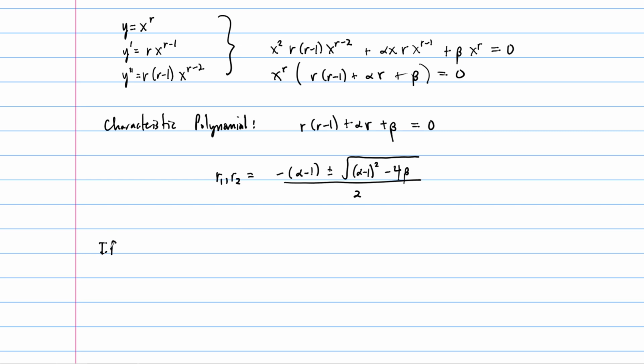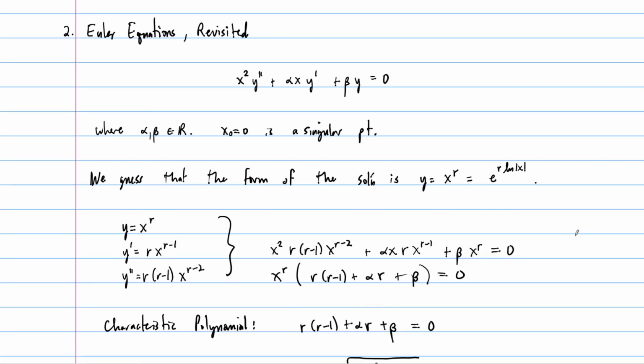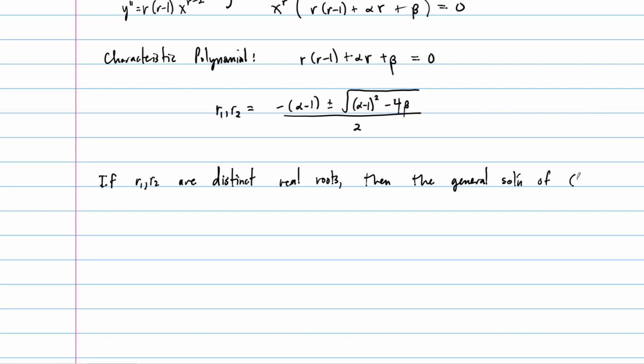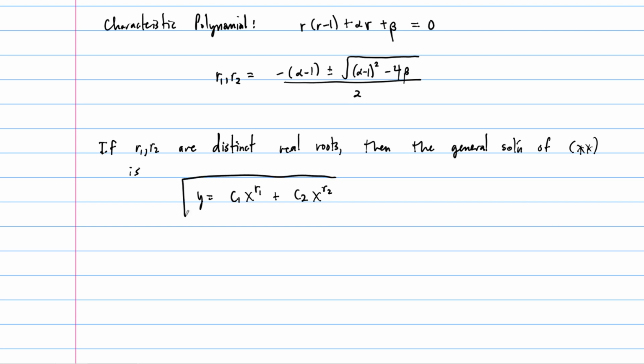So if r1 and r2 are real and distinct, meaning different, so if they're distinct real roots of this equation, then the general solution of our Euler equation, so let's give this one a name as well, call this equation 2 star. The general solution of this equation 2 star is then just going to be what? So the general solution of 2 star is y equals c1 x to the power r1 plus c2 x to the power r2. All right, so that's the solution.